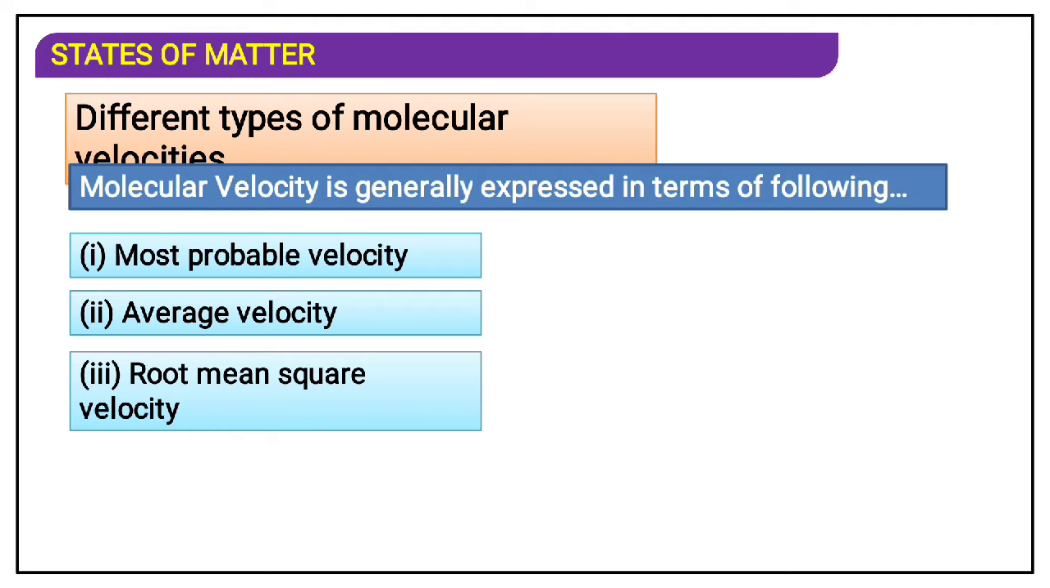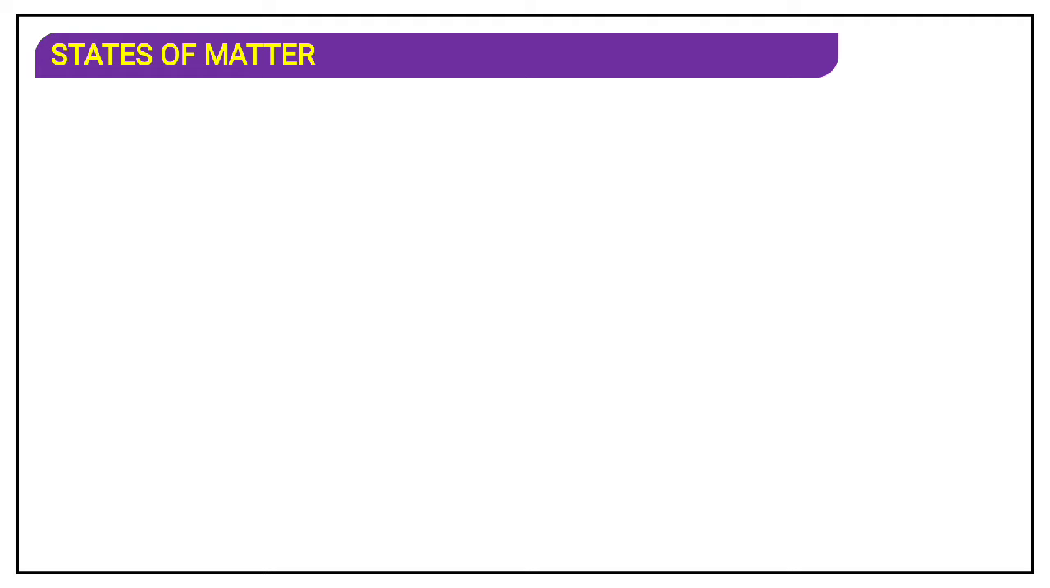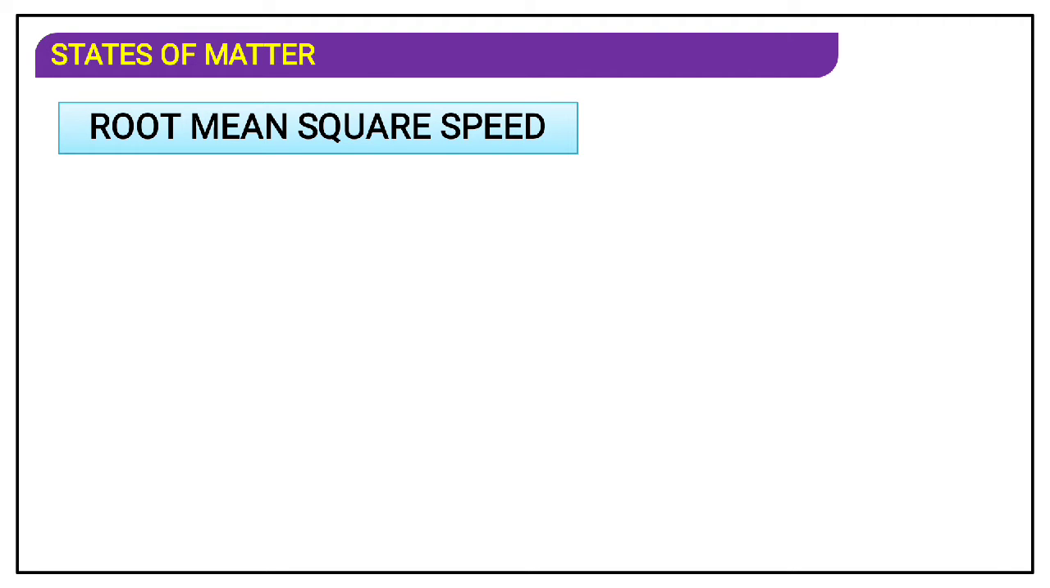Okay, let us go to the discussion of the first one. Before discussing most probable velocity, we are going to discuss root mean square velocity. Root mean square velocity is also called RMS velocity. What is the root mean square velocity? Now we are going to discuss.